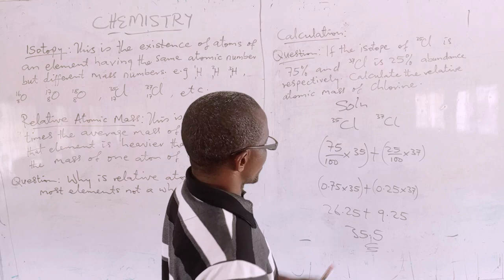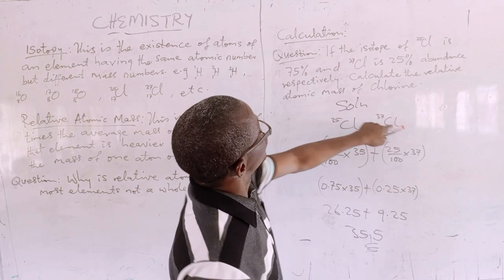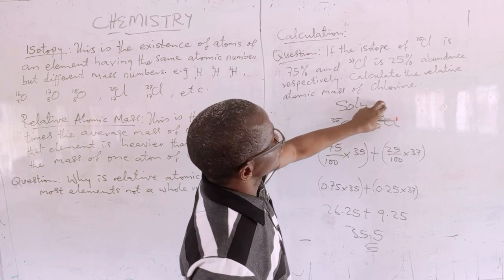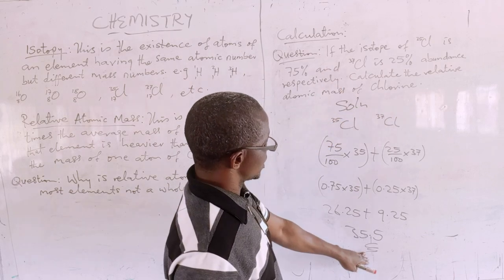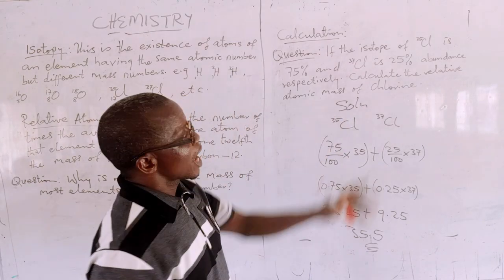So this is the average mass of these two isotopes. Since you cannot use this alone, you cannot also use this alone. So this is the average mass of the two isotopes.